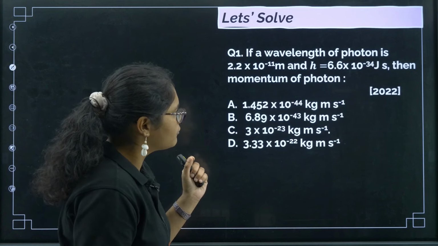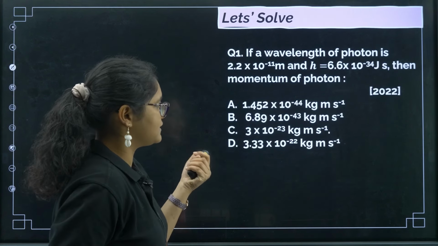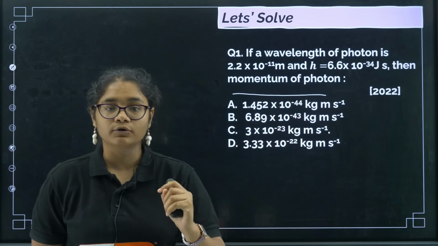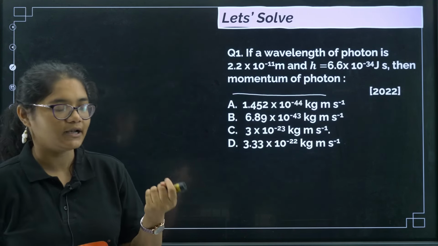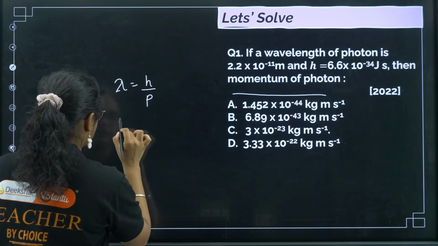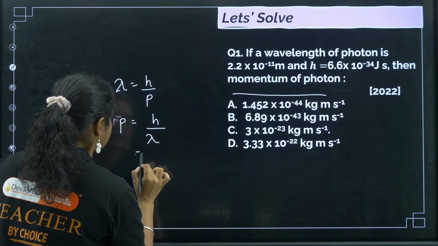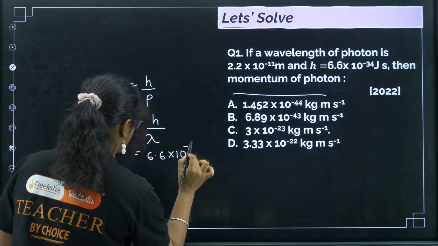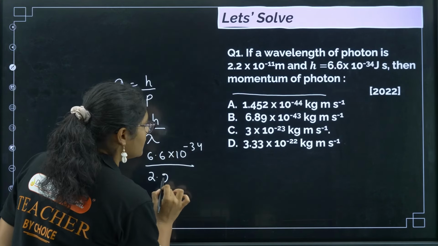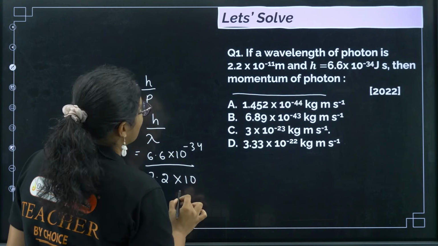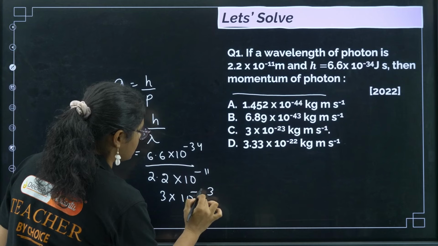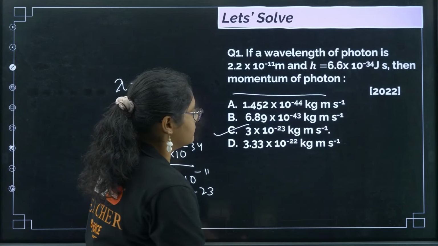If the wavelength of a photon is 2.2 into 10 to the power of minus 11 meter and h value is this much, then the momentum of the photon is. So photon is a particle, we consider it, so we can calculate its momentum. Here you need to use the de Broglie formula, lambda is h by p, so p can be calculated by h by lambda. So h value is 6.6 into 10 to the power of minus 34 and wavelength value is 2.2 into 10 to the power of minus 11. So this is 3 into 10 to the power of minus 23. That is option number C here.